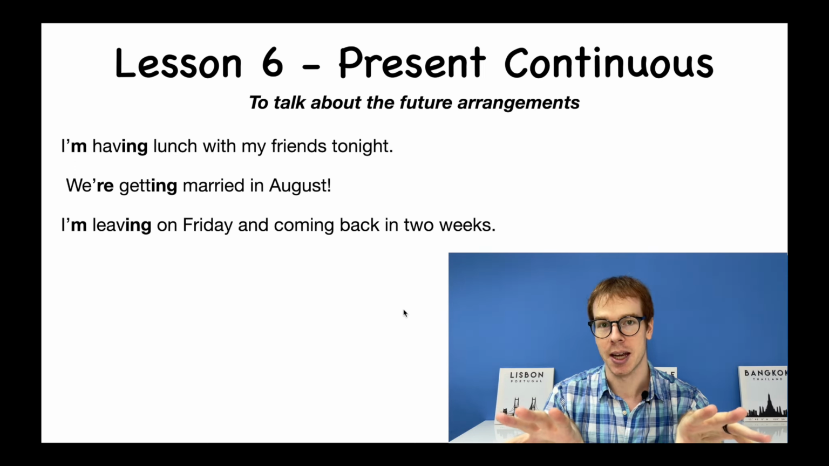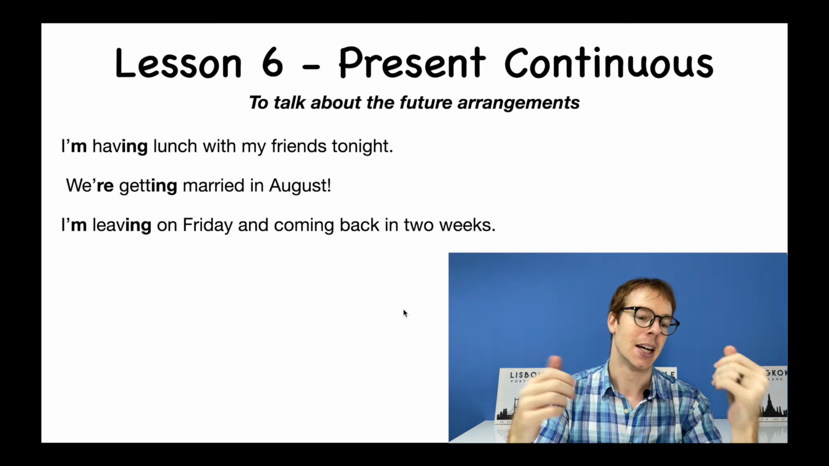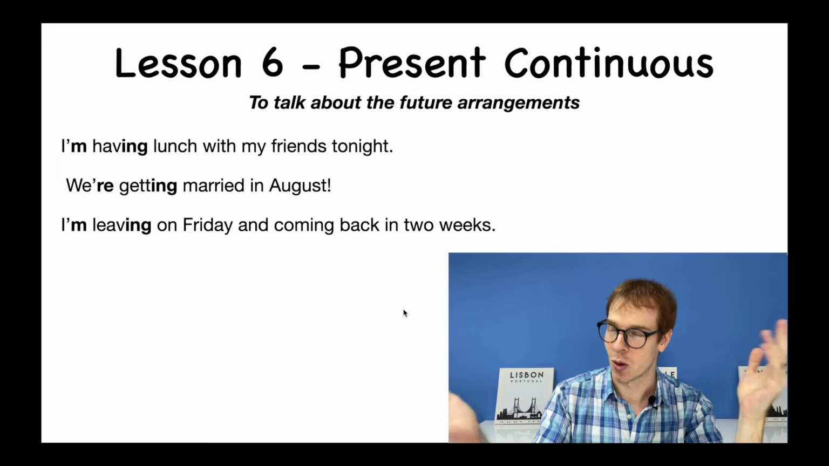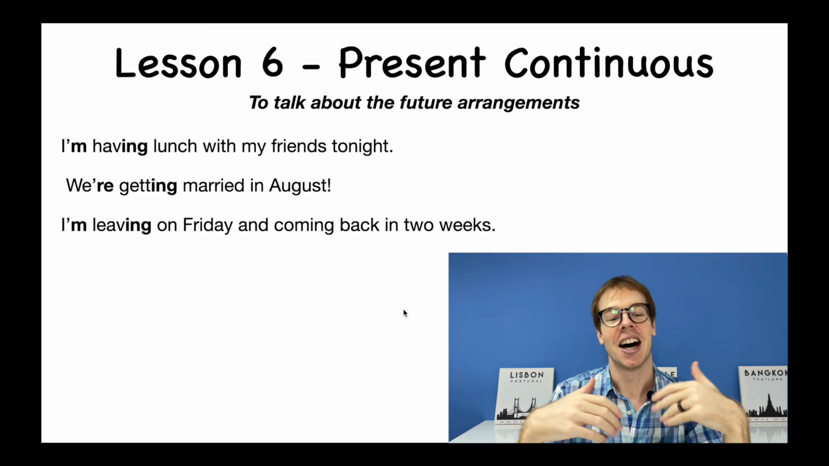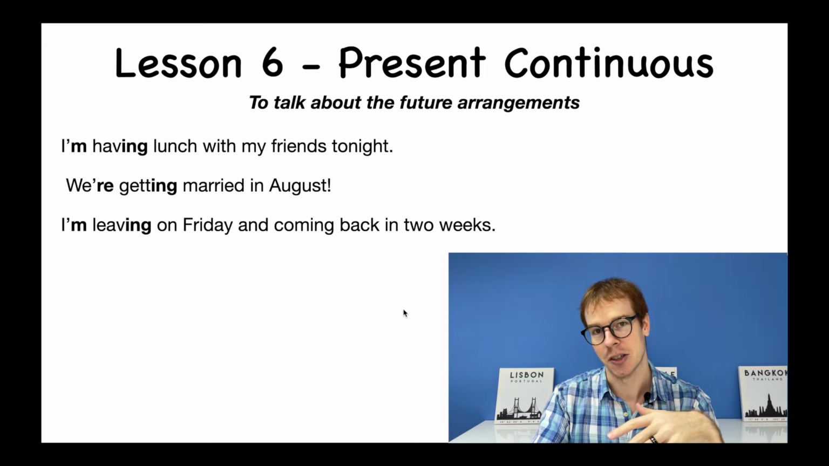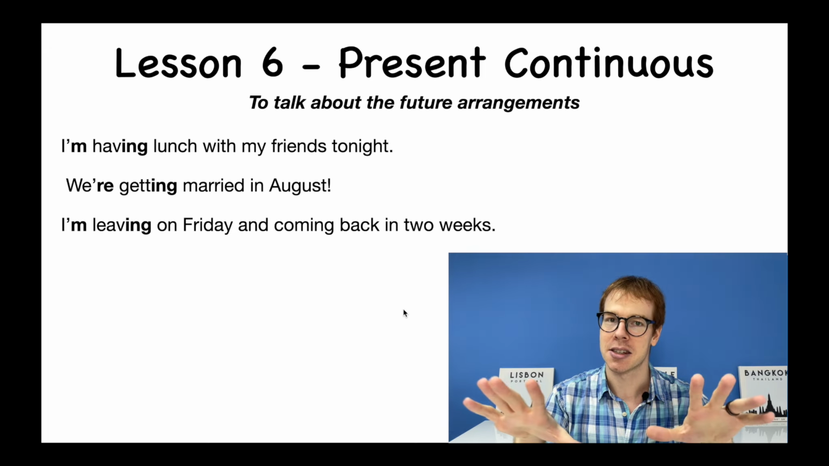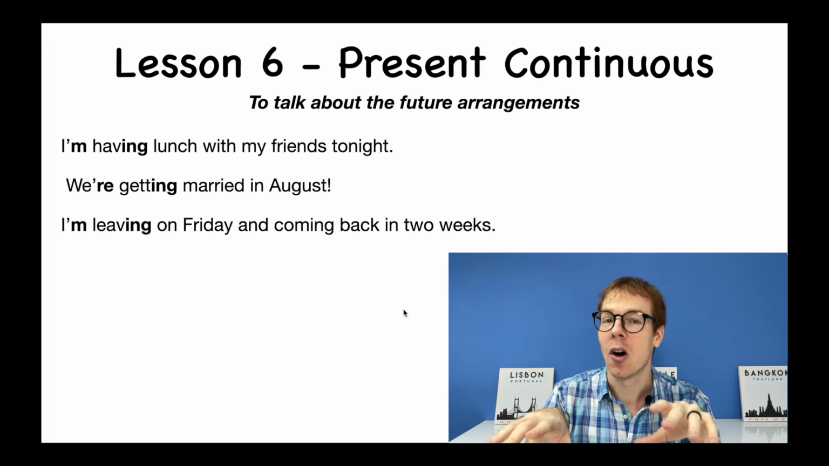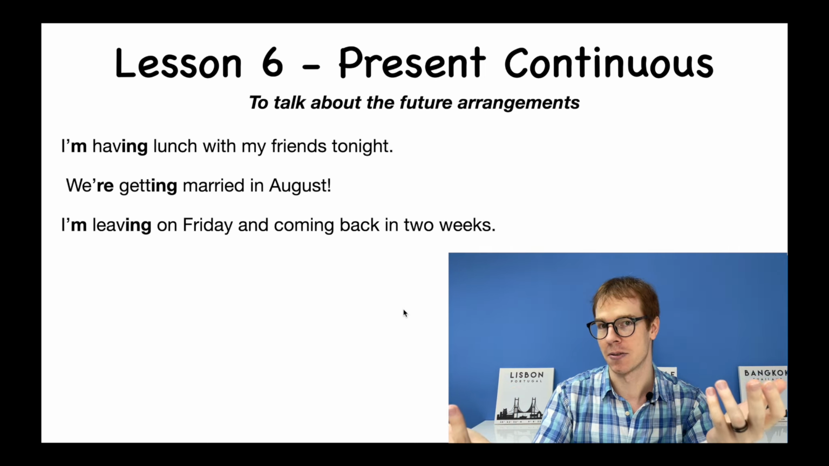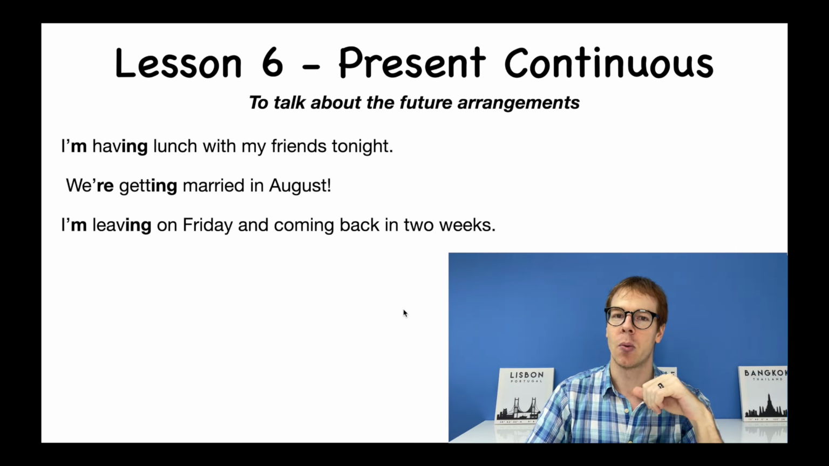So here are 3 examples. Let me read them for you. I'm having lunch with my friends tonight. We're getting married in August. I'm leaving on Friday and coming back in 2 weeks. All of these things are not right now. All of these things are plans in the future. So we'll talk a bit about how we use those.